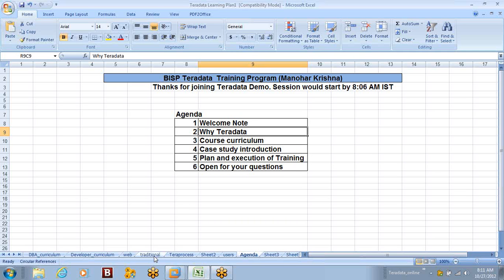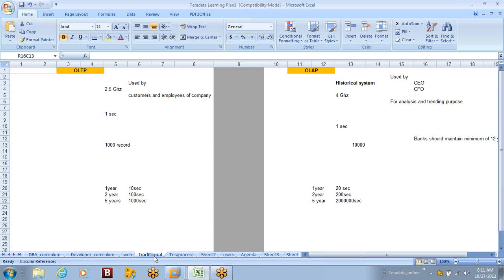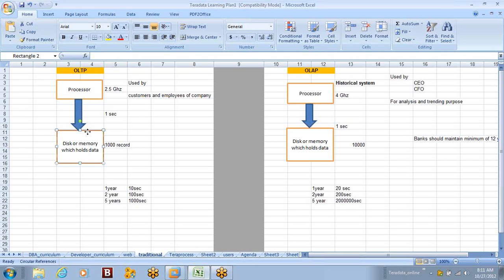Generally at OLTP we use a normal traditional RDBMS. Suppose we have 1000 records, on a disk capable of storing lots of data, and there is a processor associated with this memory with 2.5 gigahertz of power, and it takes 1 second to process the data. But the data is not stable. It keeps growing as the business grows and as the customers do transactions.